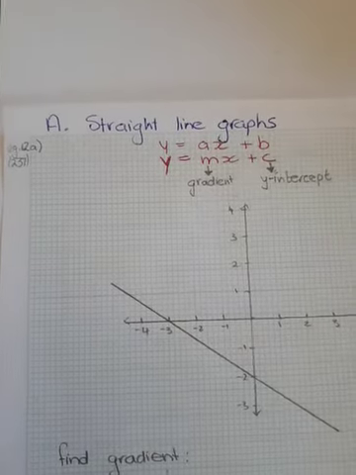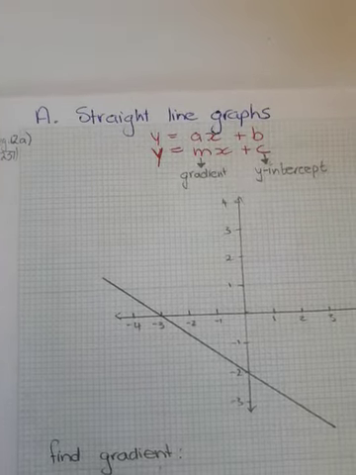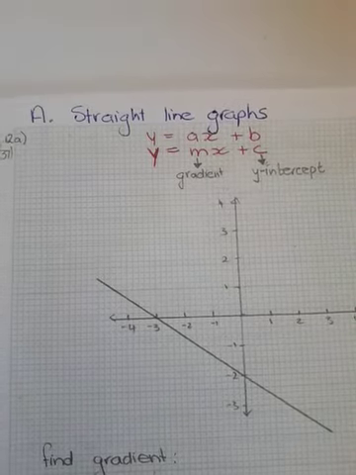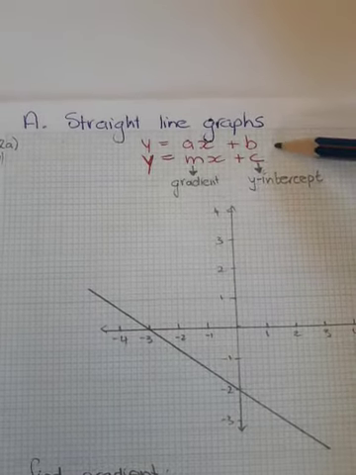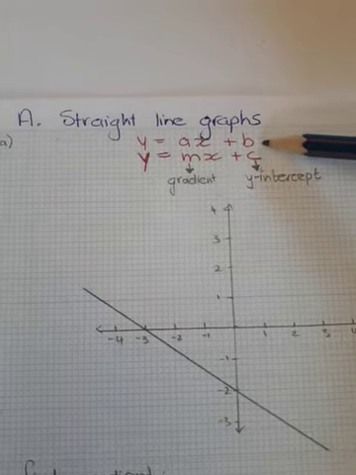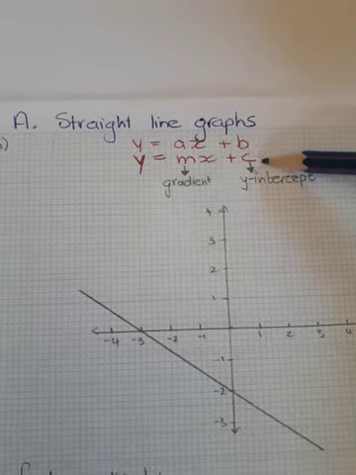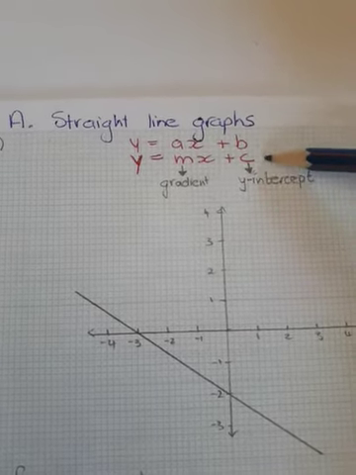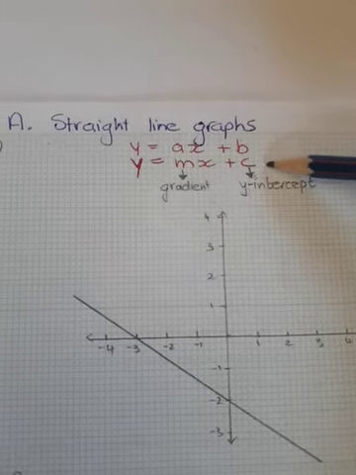This is the first video on straight line graphs, and we will be starting with a given line graph of which you must find the equation. The general formula for a straight line graph is either y equals ax plus b or y equals mx plus c. This is the more common one, and remember this is also the name of your textbook.